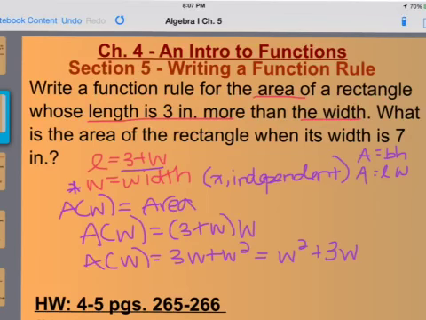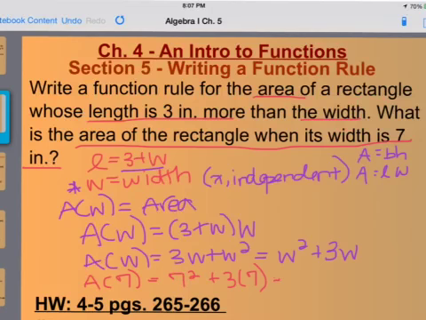Now the last part is asking what is the area of the rectangle when its width is 7 inches. So it's asking when W is 7. So we plug in 7. So we're going to do 7 squared plus 3 times 7. We get 49 plus 21, which gives us 70 inches, and we're talking about area, so it's inches squared.